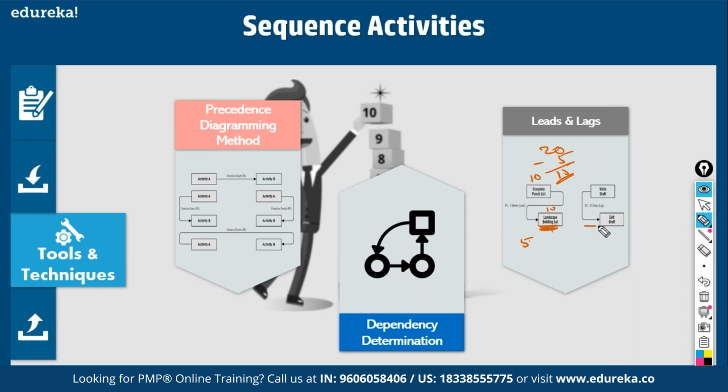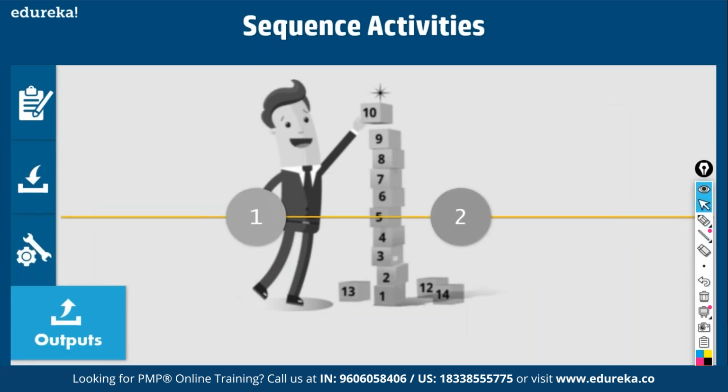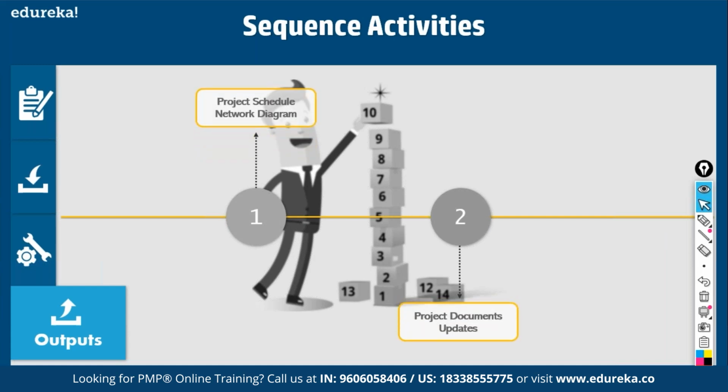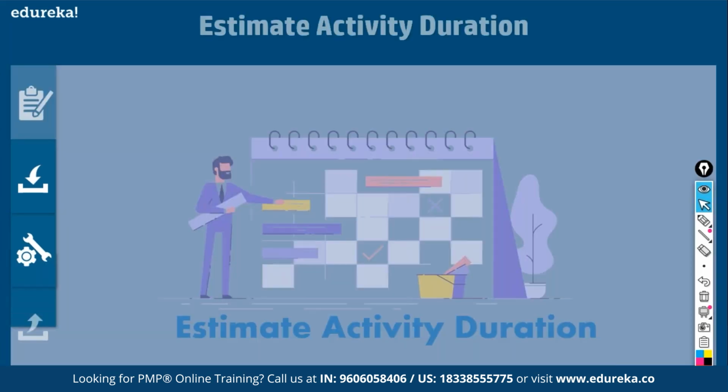Lag refers to delay. Both of these are start to start. This will take 10 days and this will take 10 days, so both should end in 10 days. But you have introduced a delay of 5 days in the next activity, so to that extent it gets extended to 15 days. That is called lag. So when you come up with network diagrams, you have to use leads and lags. Fine. Then you come up with network diagrams as the output, and you also update different project documents.